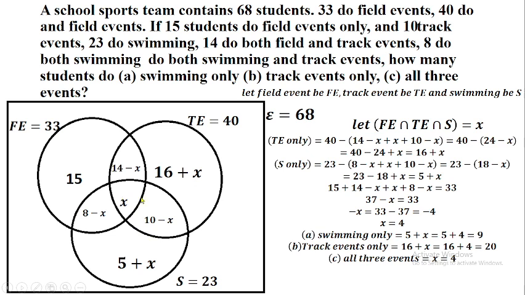Then we need to get the value of our x first before you can do anything. Then how do we find the value of x? It's easy. You can do this plus this plus this plus this plus this plus this plus this equals what? 68. Collect like terms, you get the value of your x. That is the union of field event plus track event plus swimming should give us 68.